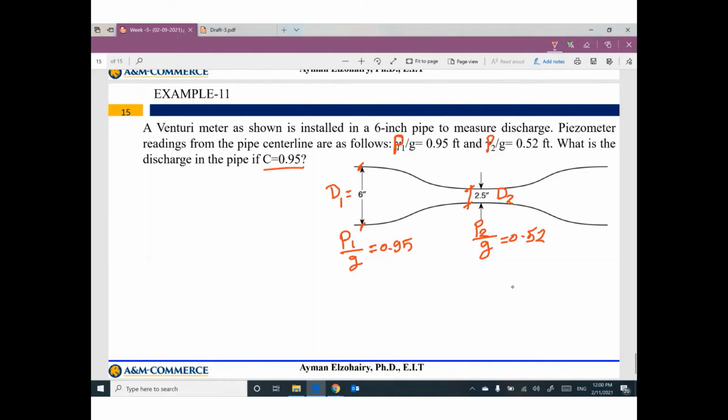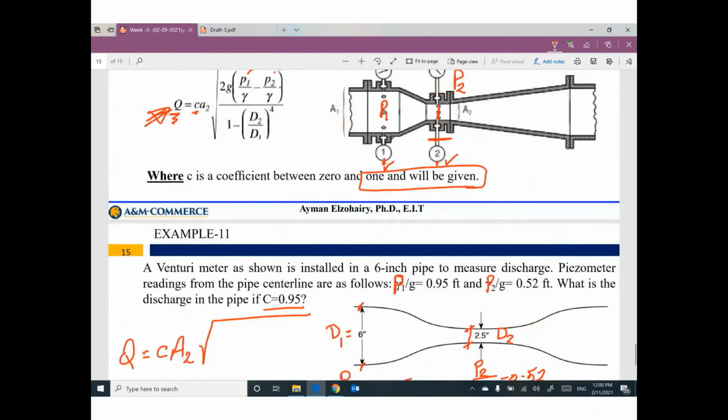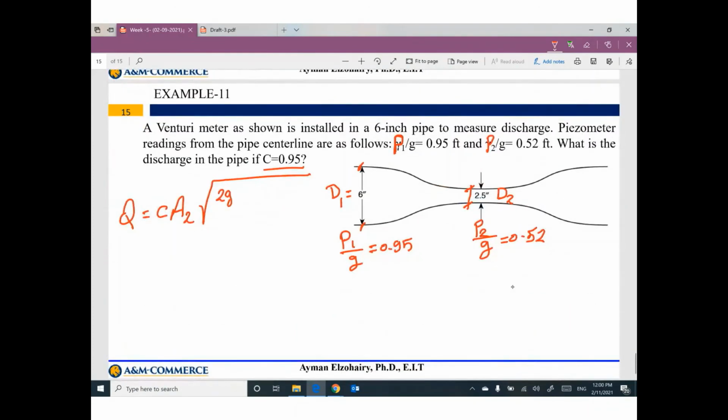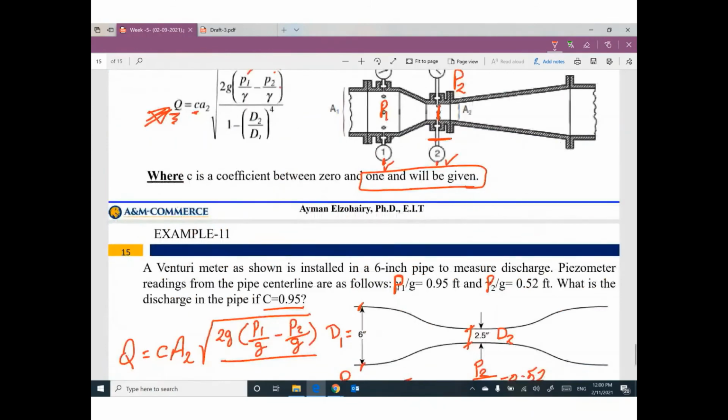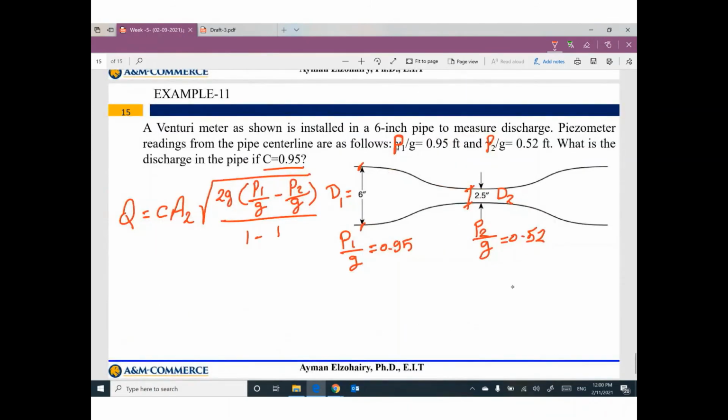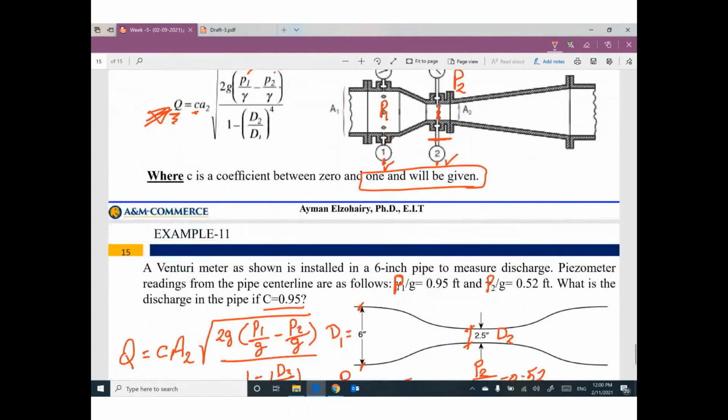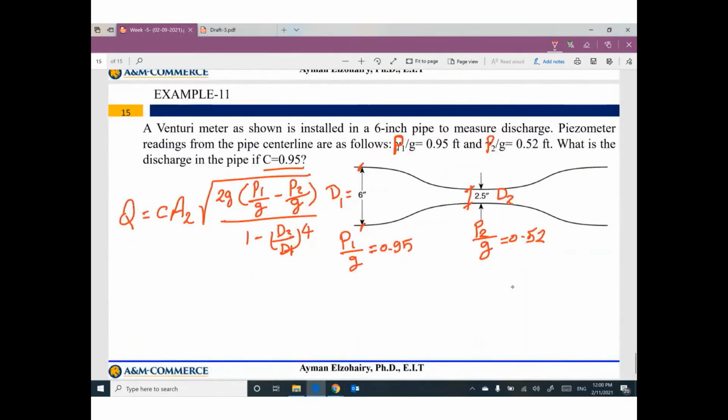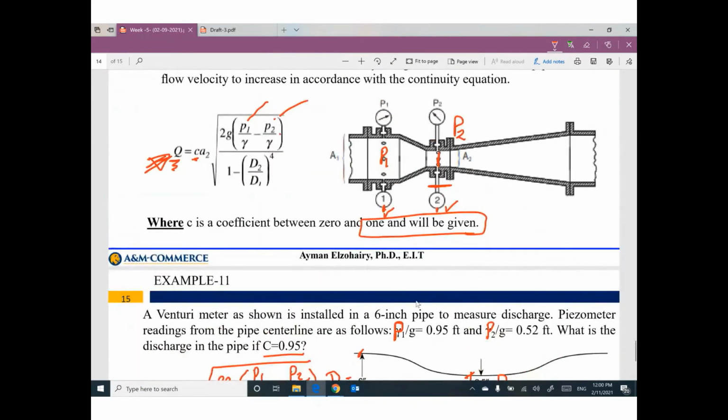Okay. Discharge equals C times the area at section number 2 times the square root of 2g times (P1 divided by gamma minus P2 divided by gamma) divided by 1 minus (D2 divided by D1) squared, I think, or to the power 4. As I told you, you don't need to remember all of this equation because the exam is open note. Okay, put your numbers.